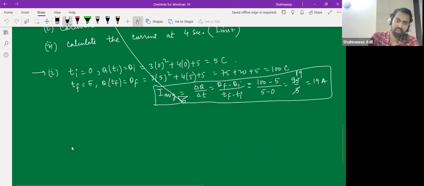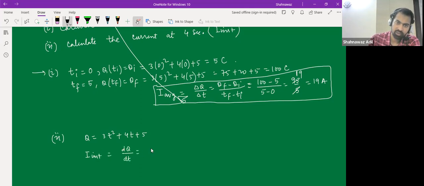So we have the second question, which is about the instantaneous current. Q is 3t squared plus 4t plus 5. Then I instantaneous would be dq by dt. So how much would this be? You guys tell me the answer. What would be dq by dt? Quick.